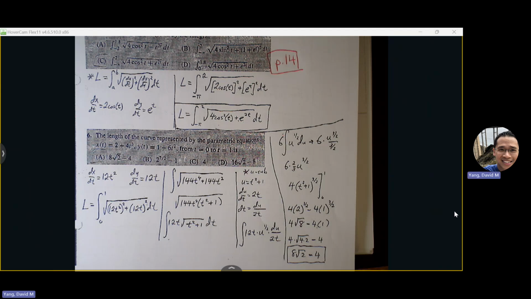Number 5 is pretty straightforward. Number 6, you do need to factor and take out that GCF completely outside of the square root to allow for us to go through U substitution.